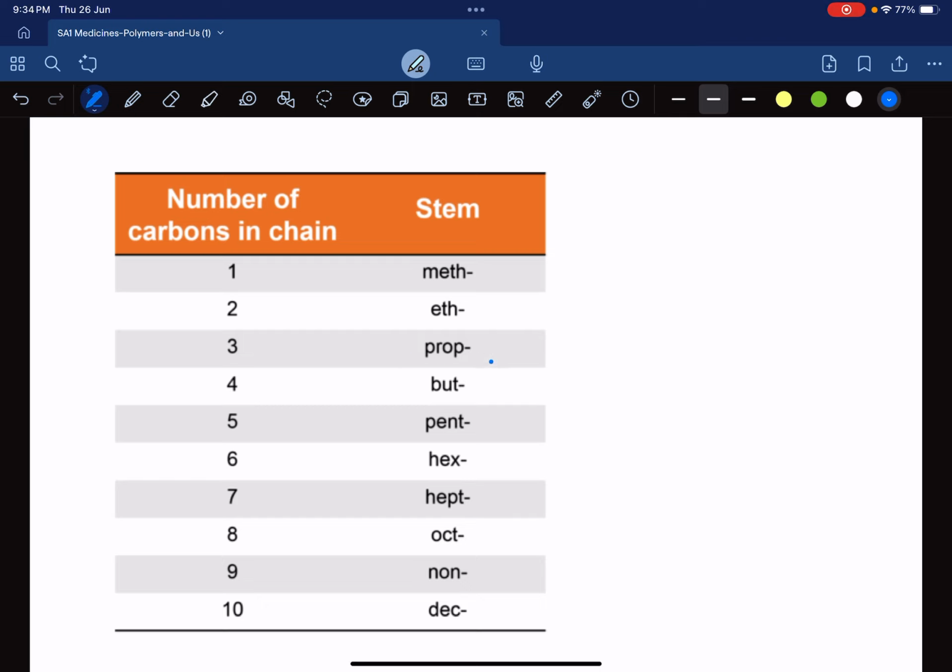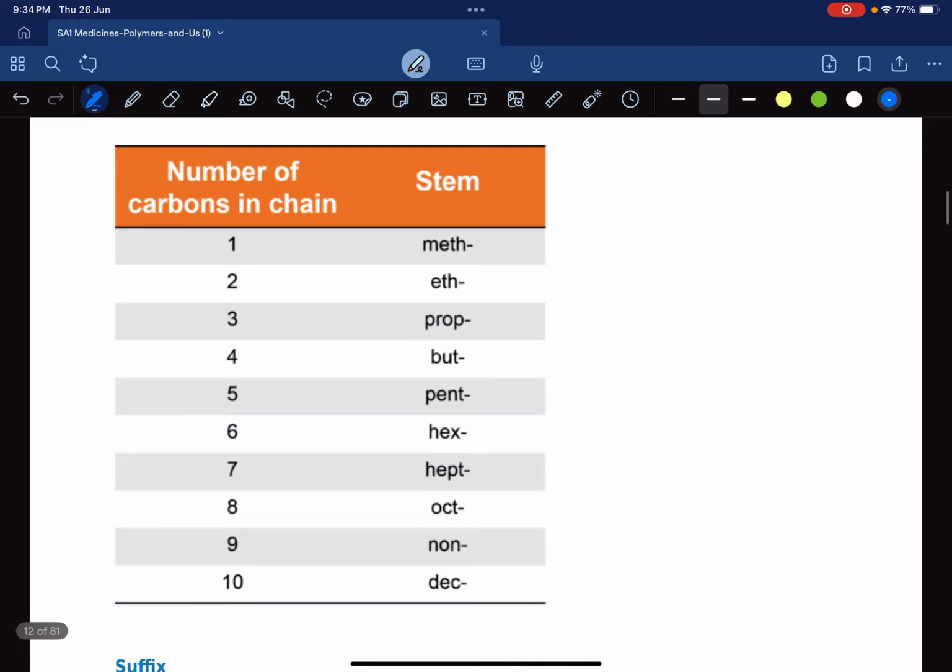Three will be propane, propene, propyne. Four will be but. If there are four carbons, it will be called butane or butene or butyne, and that's how it goes. Five is pent, hex, hept, oct, non, dec. So that's basically the concept here.